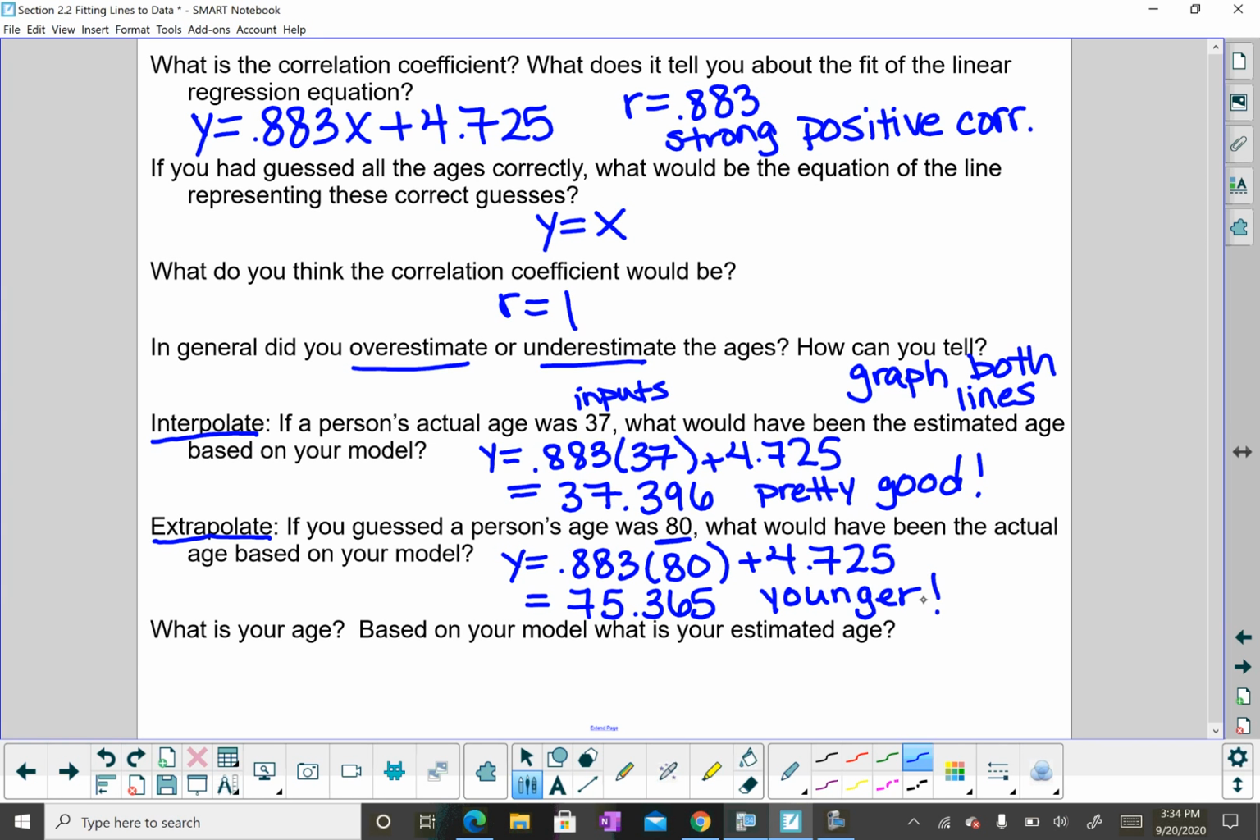And finally, based on your age, what is your estimated age? So I'll tell you that my age is pretty close to 37, so I won't fill mine in here. You can do that as well on your own. You can type in your age and you can figure out what would then be the estimated age or the guessed age for you. So you can do that one for fun.